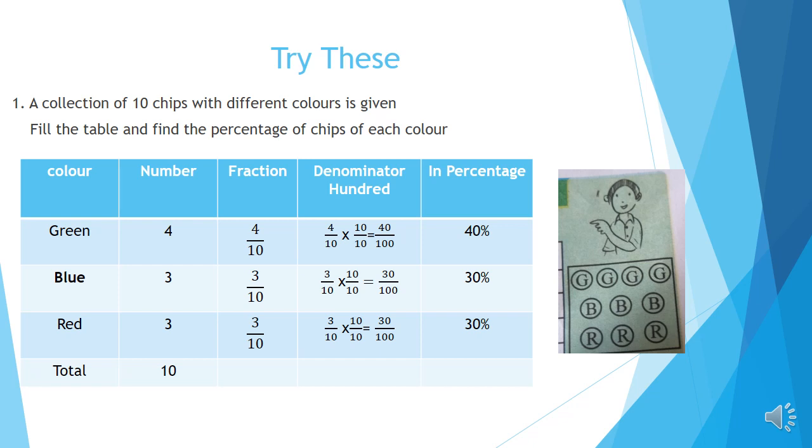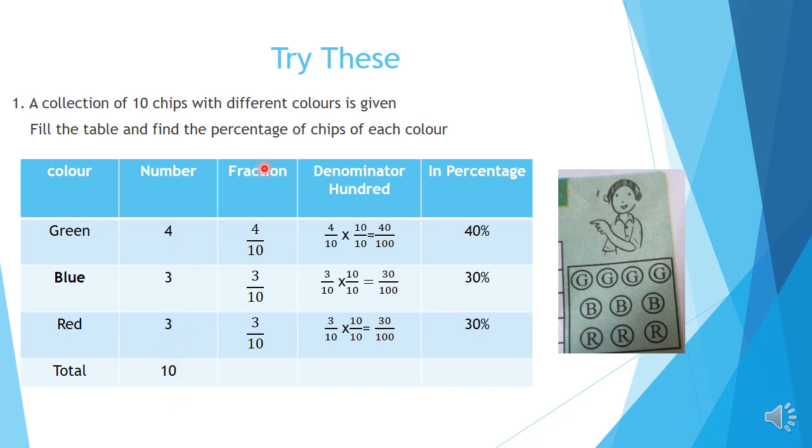Okay children? And first one, a collection of 10 chips with different colors is given. Fill the table and find the percentage of chips of each color. Children, the figure is given in the textbook. So, from this figure we can identify how many chips are of green color. So, 1, 2, 3, 4. So, we are writing in the column 4, and blue chips here how many? 3. So, we write here 3, and red chips here also 3. And total number we have to write here. So, total 4 plus 3 plus 3, it is 10.